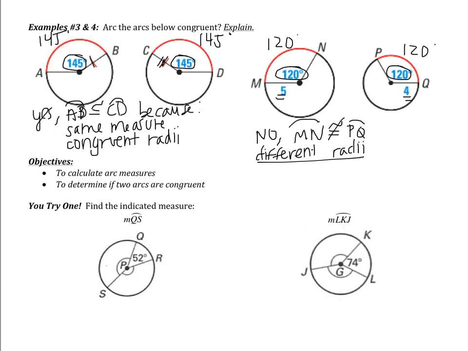You have two examples to try below. So let's find the indicated measure. In the first example, you're finding the measure of arc QS. In the second example, you're finding the measure of arc LKJ. I will help you out and tell you that the answer to the first question is 154 degrees.